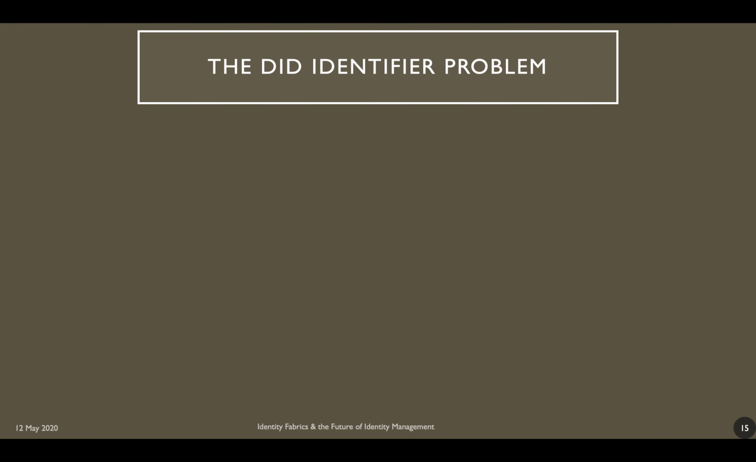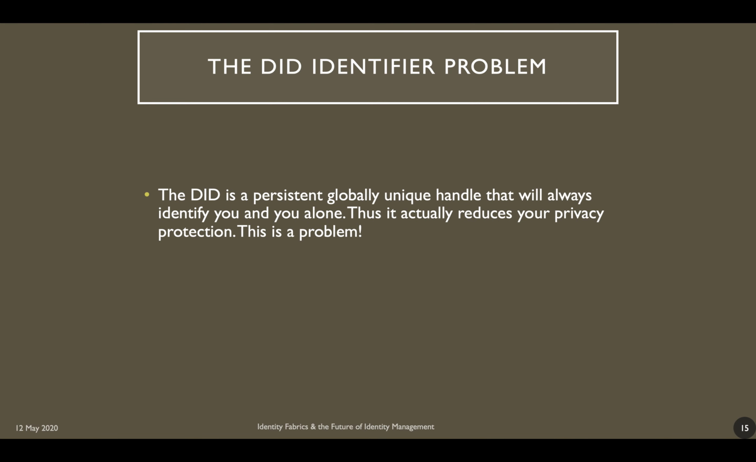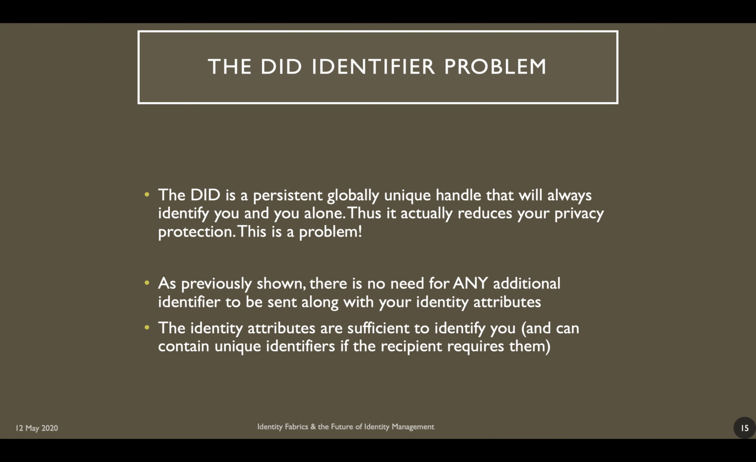However, there is a problem with DIDs, because DIDs are persistent, globally unique handles stored on a blockchain that will always uniquely identify you and you alone. So it actually reduces your privacy protection. So this is a problem. As previously shown, there's no need for any additional identifiers to be sent along with your identity attributes. The identity attributes on their own are sufficient to identify you. And if they need to contain unique identifiers because the recipient requires them, then they can be included along with your identity attributes.